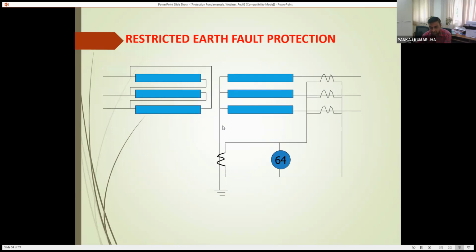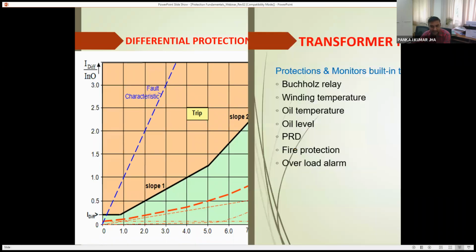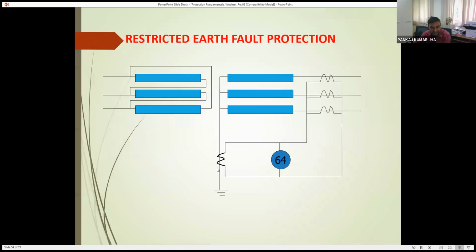Now for the restricted earth fault: the minimum threshold for a differential protection, we generally set at 10 to 20% of the transformer rated current. Now suppose there is a fault close to the neutral of the transformer. In that case, you may have a very small amount of current, and that small amount of current might not operate the differential protection. So we need an additional protection which protects that smaller region.